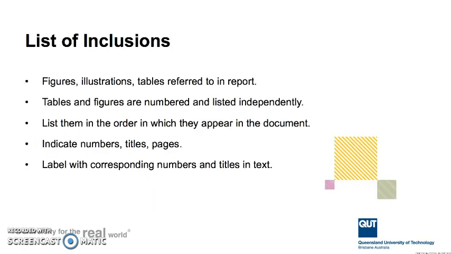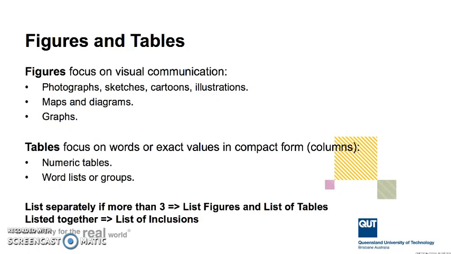The list of inclusions is also part of the front matter. This is where you list any tables or figures that will be included in your document. So you will need to make sure that you have labeled them appropriately, and they should be in order of appearance in the actual document. Just so you know the difference between the two, figures focus on visual communication, such as photos, maps, diagrams, etc. Tables focus on words and numerals.